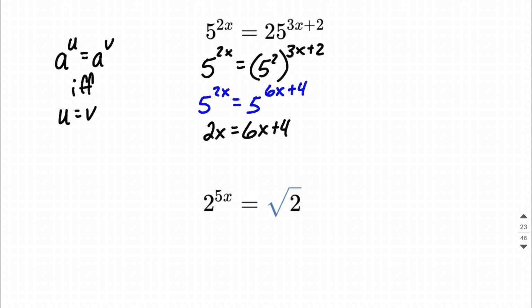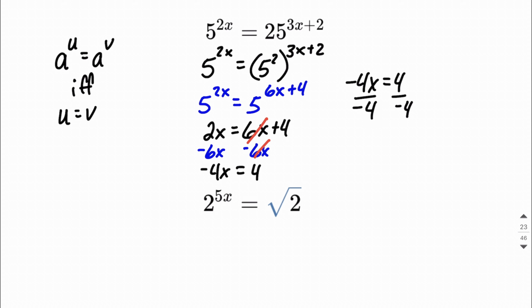From here, we've got a nice linear equation. Shouldn't be too bad to solve down. Let's go ahead and move the 6x over to the left-hand side. This will give us negative 4x on the left-hand side and positive 4 on the right-hand side after we cancel out those like terms. So with negative 4x equals positive 4, the solving down simply needs to be divided by negative 4. And we're going to get x equals negative 1 as our solution.